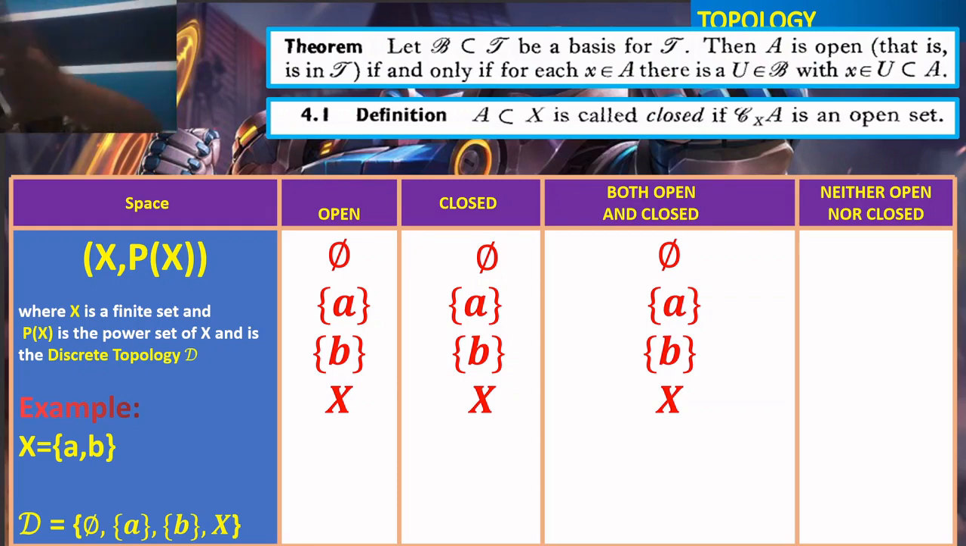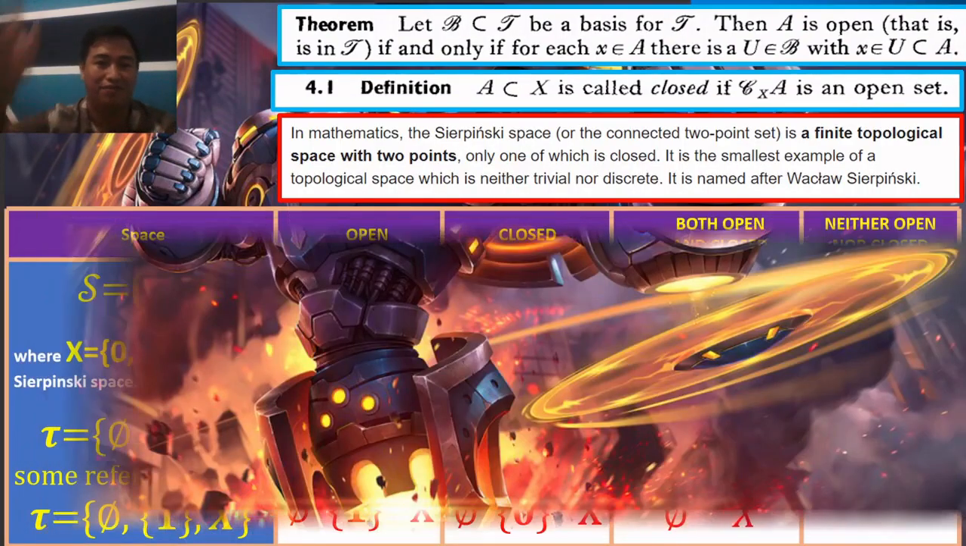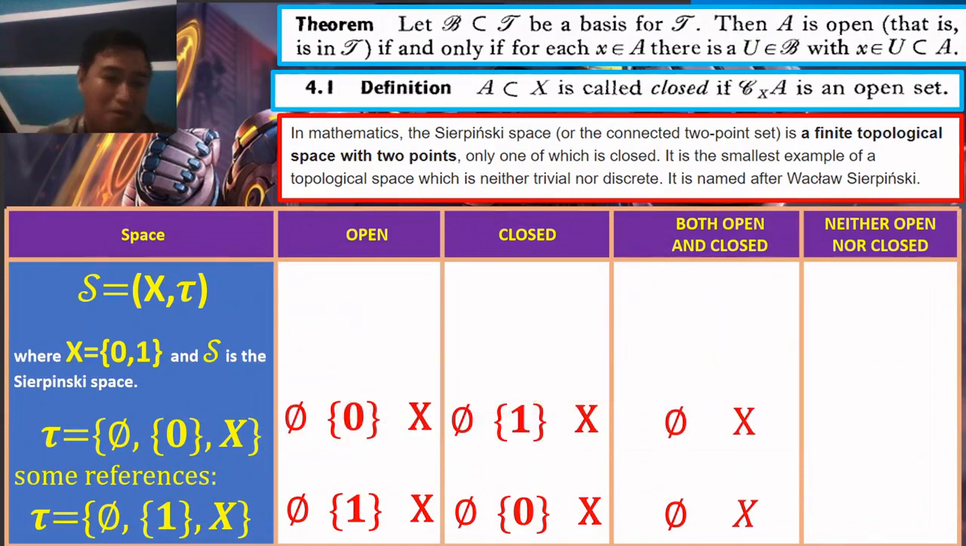So we have no neither open nor closed sets in our discrete topology. Again, all elements in the discrete topology are open and closed. They are all both open and closed sets. We have no neither open nor closed. Okay? Okay, next.